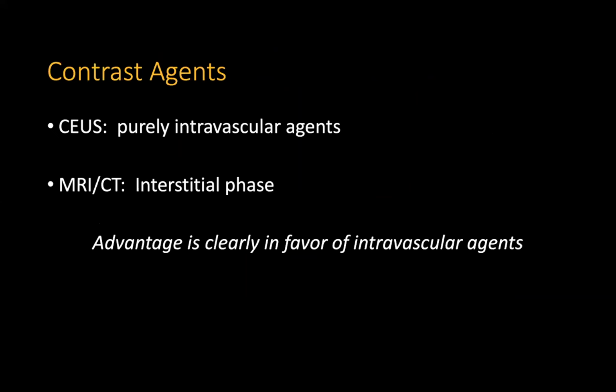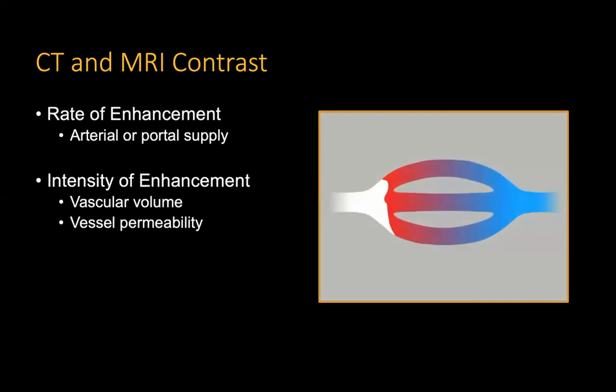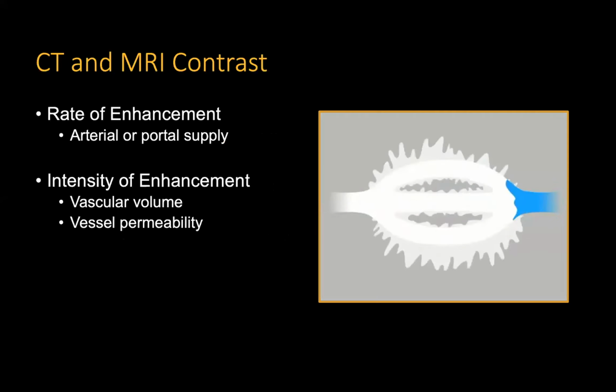So now let's talk about the contrast agents that we use for doing CEUS. So the CEUS agents are purely intravascular, whereas the contrast agents for MRI and CT scan have a well-recognized interstitial phase. And we will show you that there is clearly an advantage in favor of intravascular agents. So let's just look at this little schematic that I've had for years.